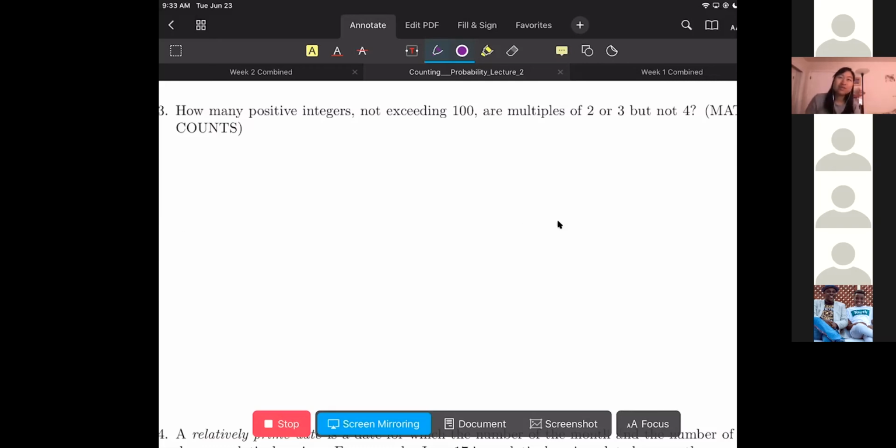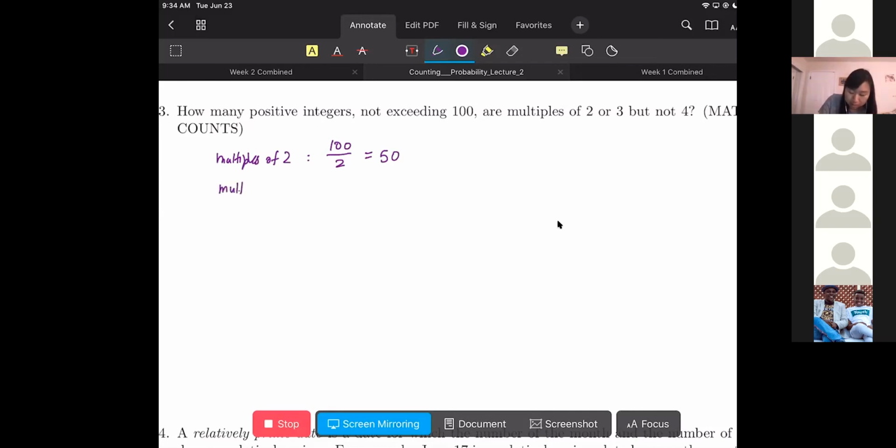Okay, that's really close. So let me write down what you said. So first, it looks like you're counting multiples of 2. And there's 100 divided by 2, which is 50 multiples of 2, right? So that's just 2, 4, 6, 8, all the way up to 100. Then you're counting multiples of 3, which is 100 divided by 3, and we just floor it, which is rounding down to the nearest integer. And there's 33 of these, and that's 3, 6, 9, all the way up to 99.